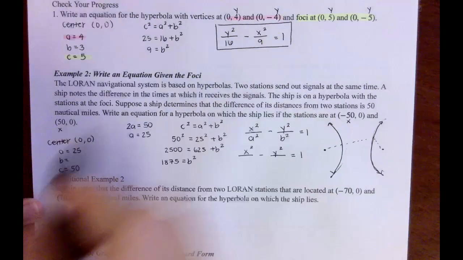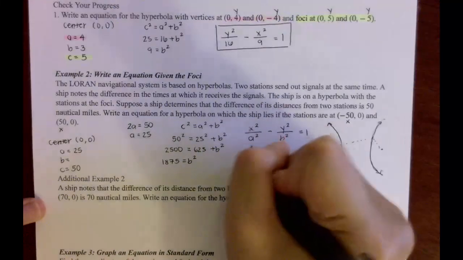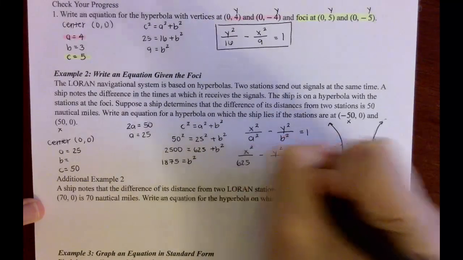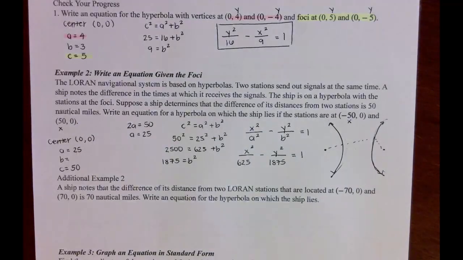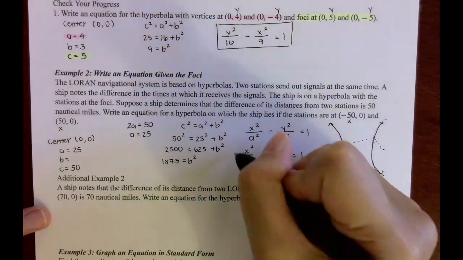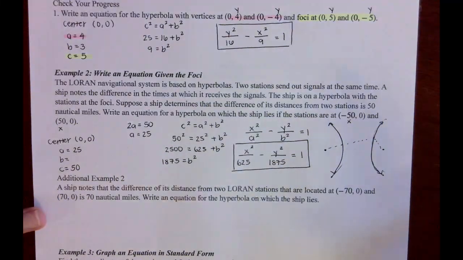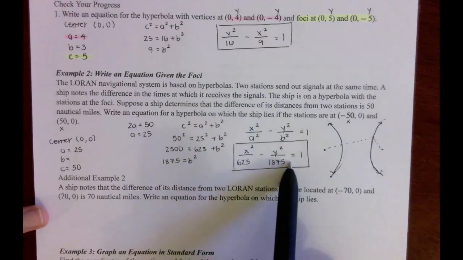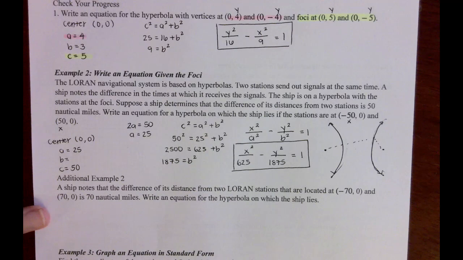Okay. A is 25, so a squared, 25 squared, is 625. B squared is 1875, which we solved for. And there you go. So what this shows is that a does not have to be bigger than b in the case of a hyperbola.